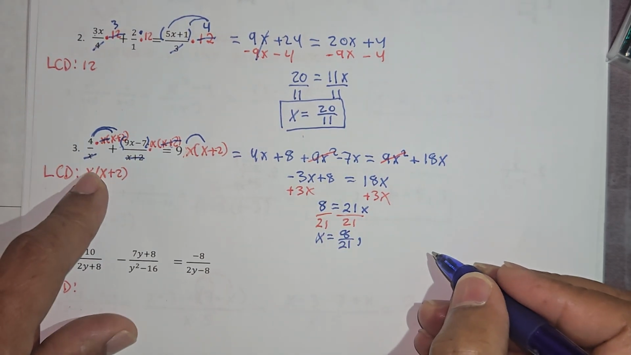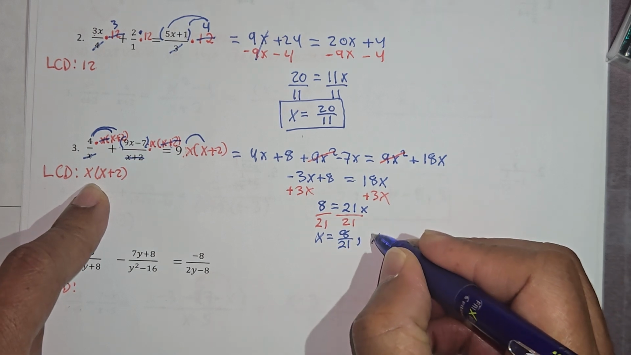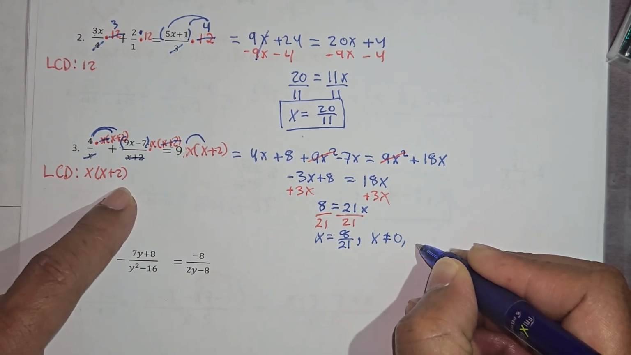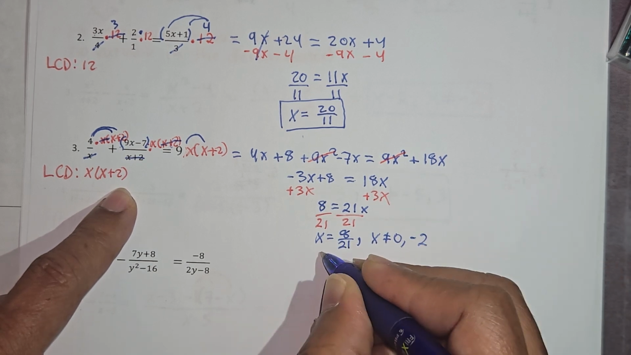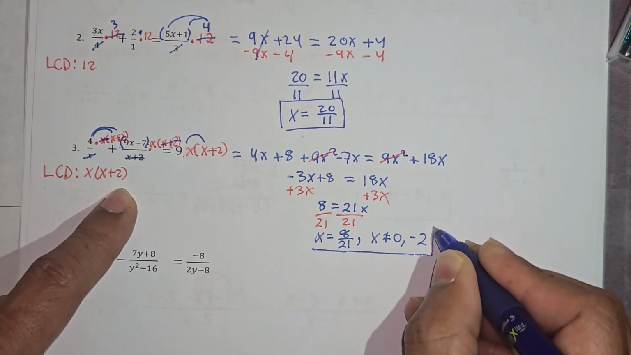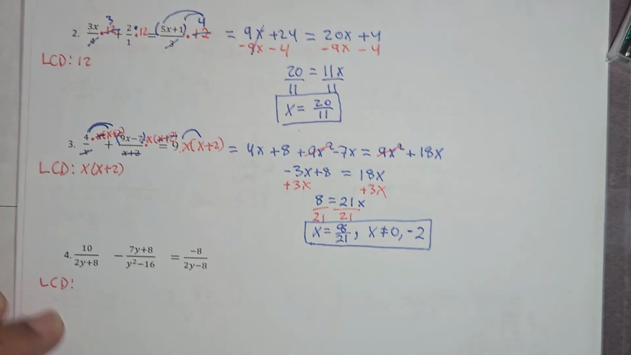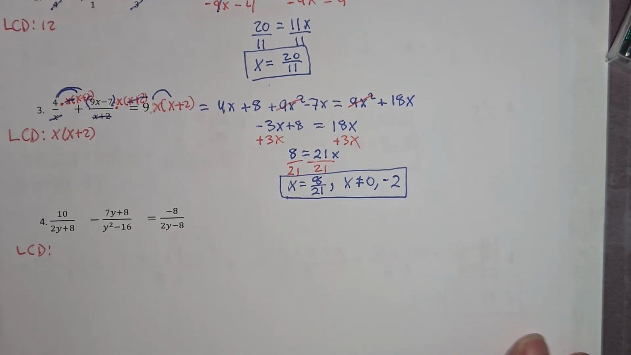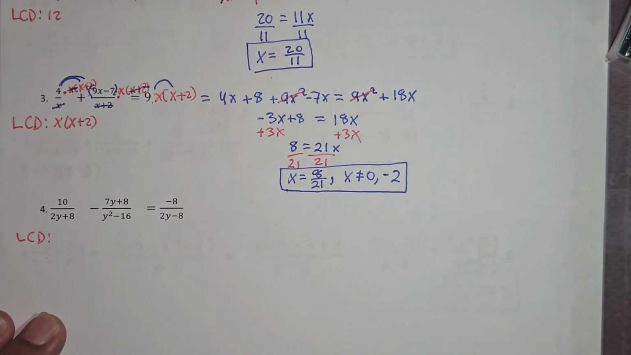And since we have this in the denominator, x cannot be equal to 0, nor can it be equal to negative 2, because that will make this undefined. So this is the solution along with the restrictions of this rational equation. All right, last example.